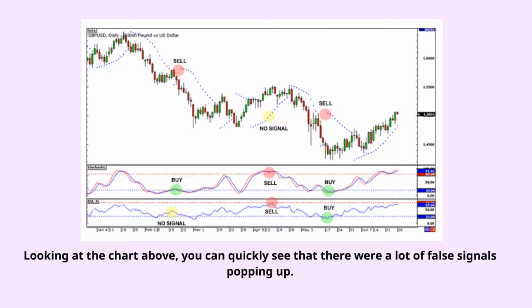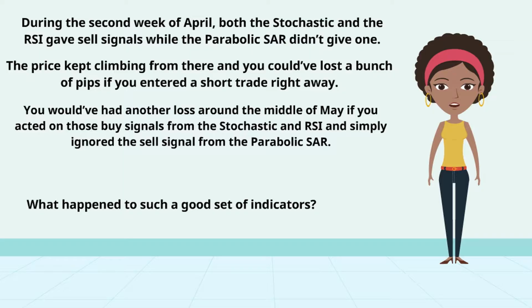Looking at the chart above, you can quickly see that there were a lot of false signals popping up. During the second week of April, both the stochastic and the RSI gave sell signals while the parabolic SAR didn't give one. The price kept climbing from there and you could have lost a bunch of pips if you entered a short trade right away. You would have had another loss around the middle of May if you acted on those buy signals from the stochastic and RSI and simply ignored the sell signal from the parabolic SAR.